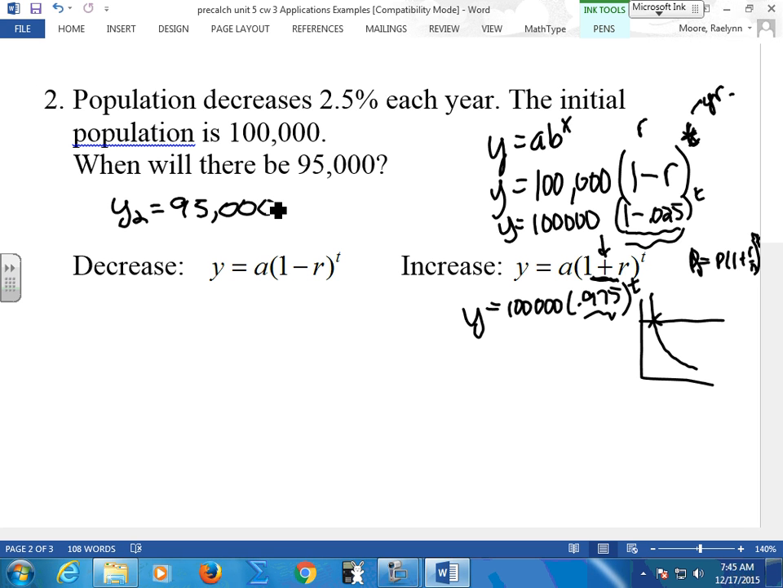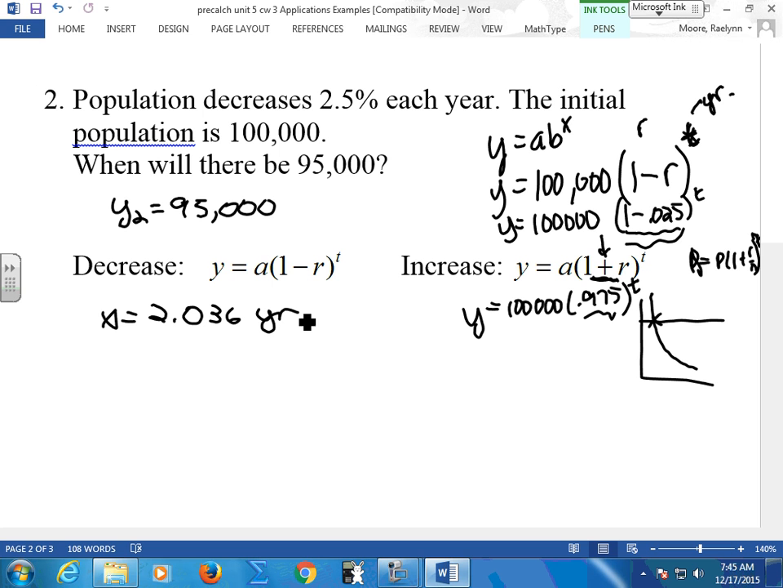2 point, no, 2 point what? 036? Okay, 2.036. And what do I say this is? Years. Shh, guys, I want to know when this will be.